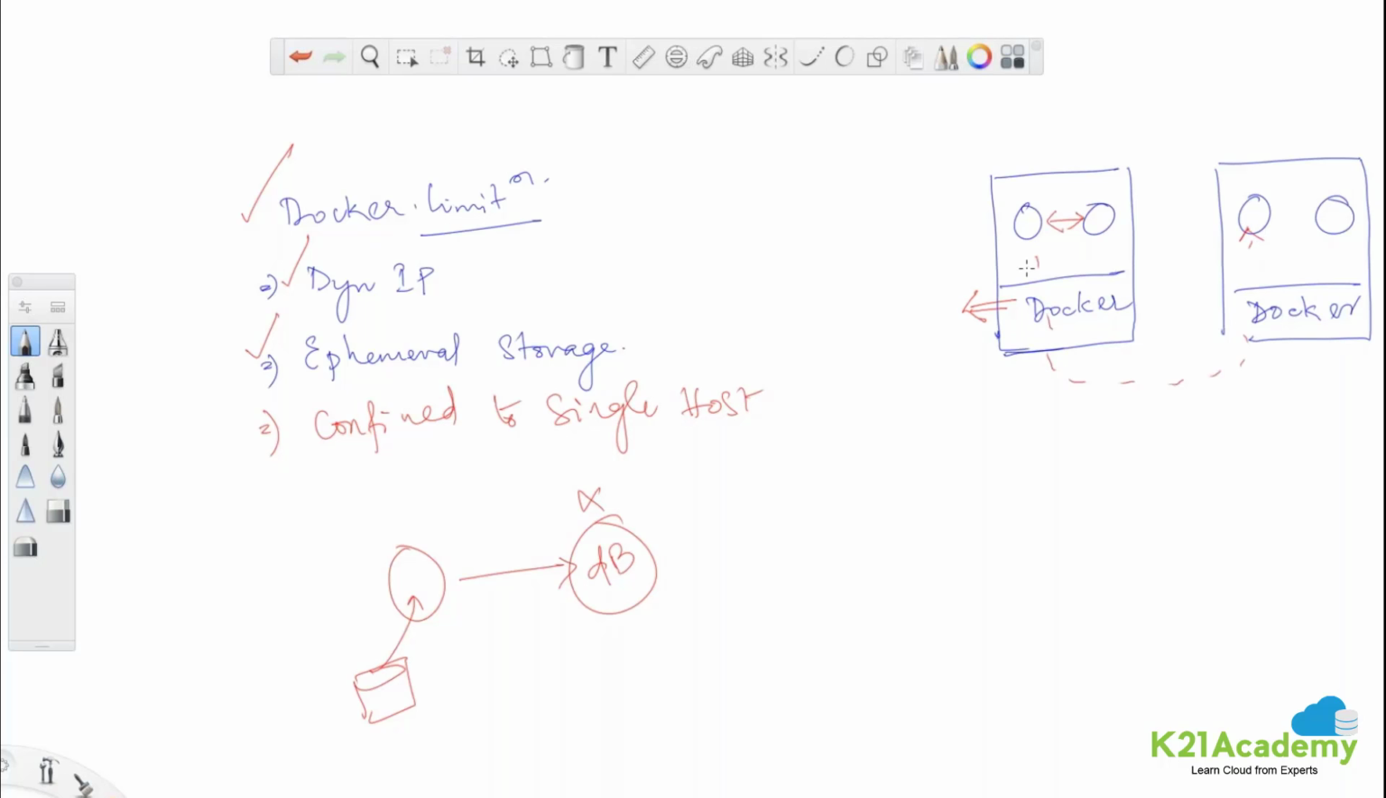Because these guys are hosted on one bridge and they can identify each other inside this, but going out is not possible, connecting to the other container on another machine. So Docker had a limitation.